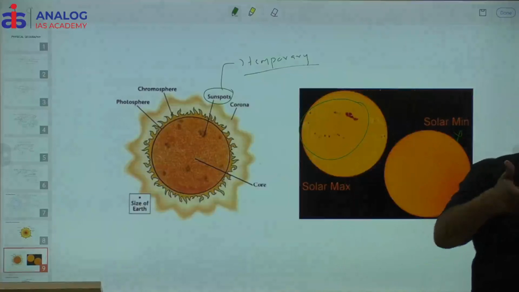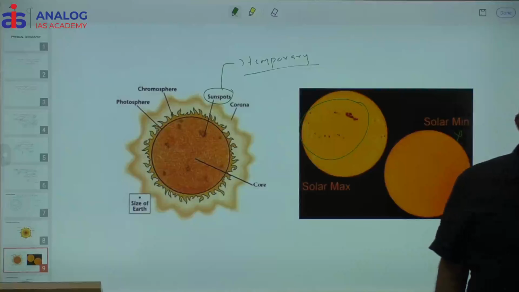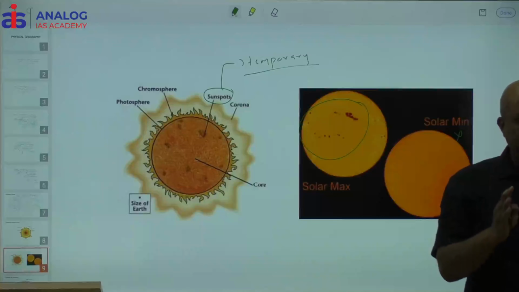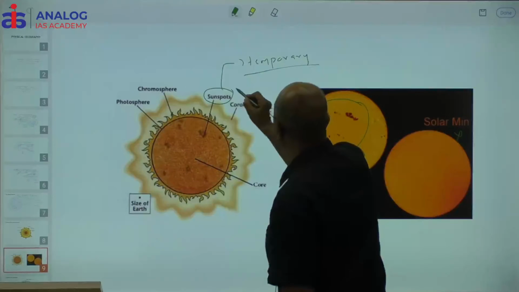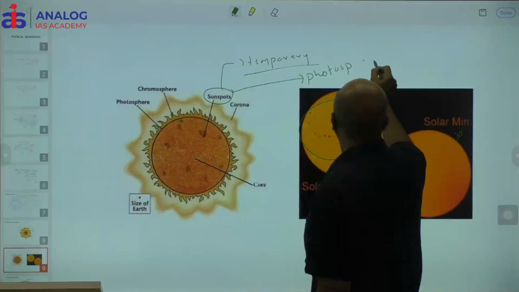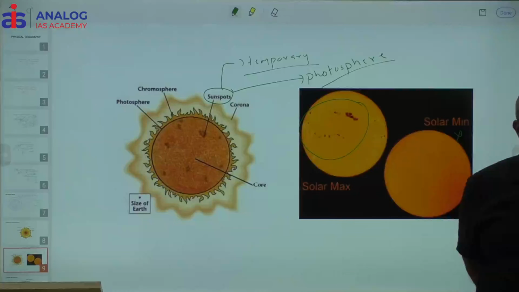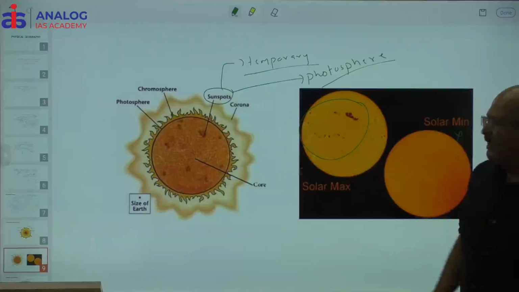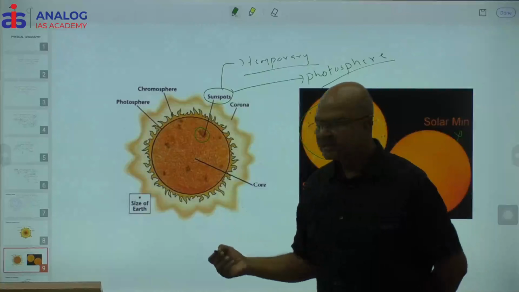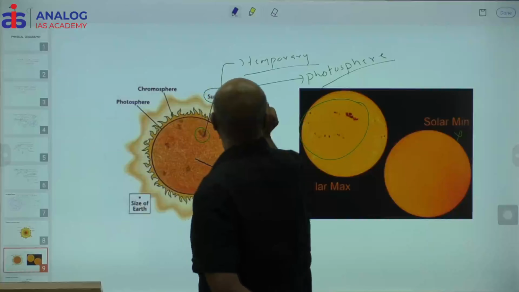Means they indicate some phenomenon. Temporary means. Now, which portion of the sun will have them present? They are present in the sunspot. Is it clear? What exactly is a sunspot? Are they dark patches? Sunspots are nothing but dark patches.